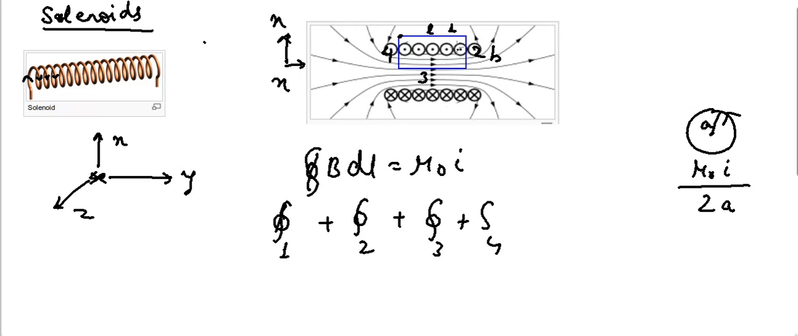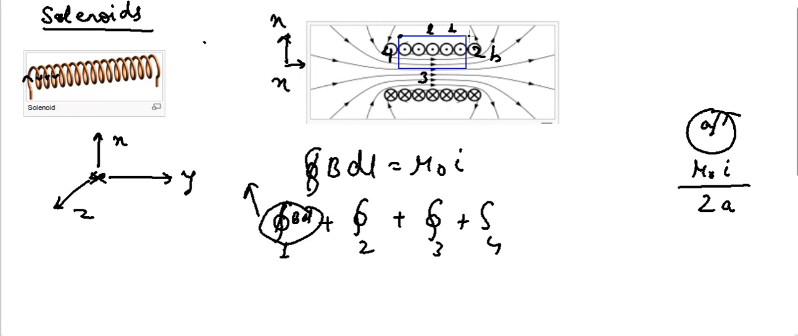Here outside this solenoid the magnetic field can be assumed to be 0. So B dot dl for outside can be taken as almost equal to 0. Here it is assumed that the magnetic field is very weak outside this solenoid and it can be neglected. So I am neglecting this term.